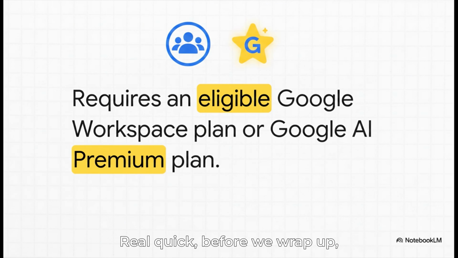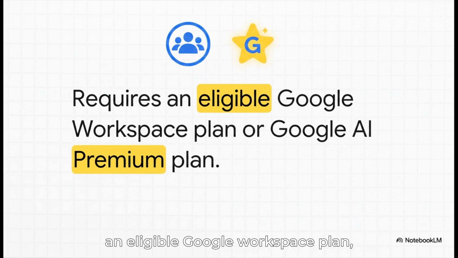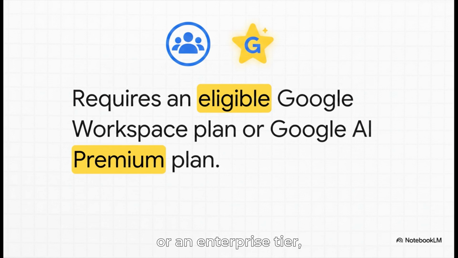Real quick before we wrap up, let's outline what you actually need to use this today. These features do require an eligible Google Workspace plan, like Business Standard or an Enterprise tier, or a personal Google AI Premium plan. Oh, and also just make sure you have smart features and personalization enabled in your general Gmail settings so the AI can properly read and summarize your threads.